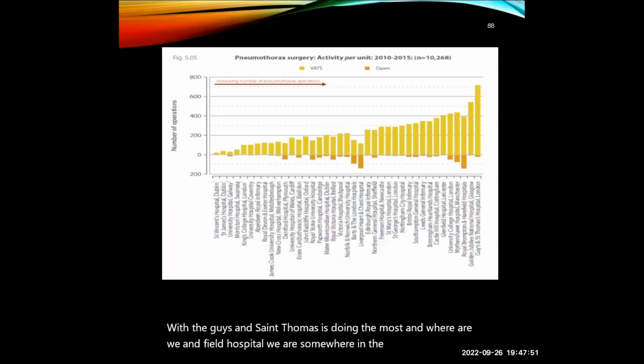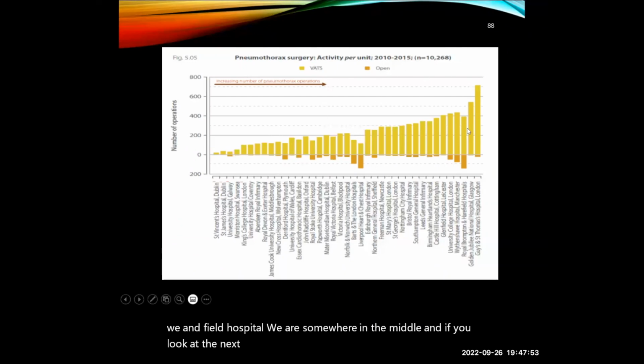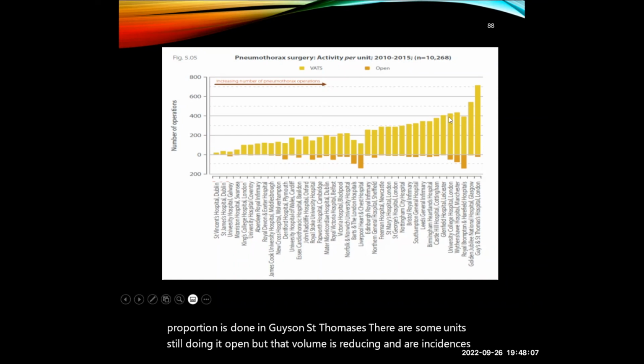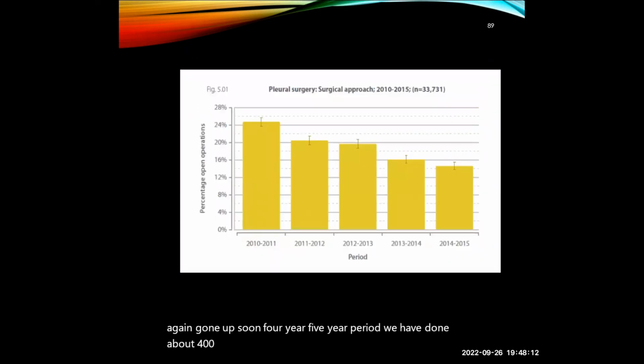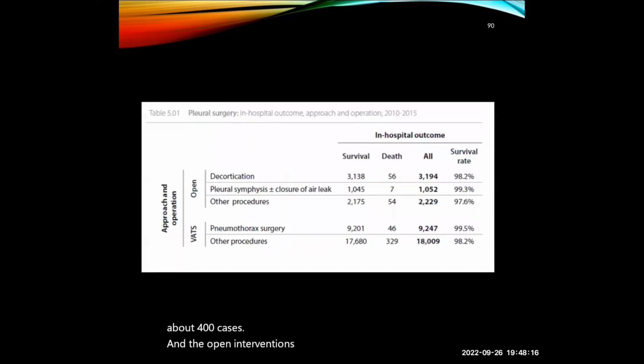And if you look at the next period, 2010 to 2015, still the large proportion is done in Guy's and St. Thomas's. There are some units still doing it open, but that volume is reducing. And our incidence has again gone up. So in a 5-year period, we've done about 400 cases. And the open interventions are steadily reducing every year. And with pneumothorax surgery, there's a 99.5% success in survival with these patients.